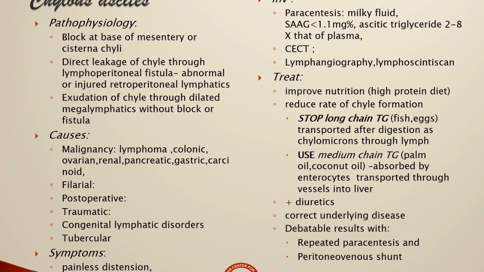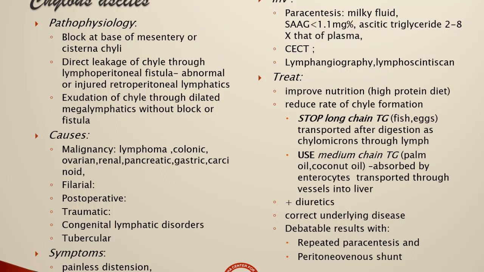Basically meaning use more of palm oil, coconut oil, which are basically absorbed by the enterocytes and transported through the vessels into the liver, as opposed to a long chain triglyceride, like for example fish and eggs, which are transported to the cisterna chyli by chylomicrons to the lymph. And here the lymphatic system is involved inside the abdominal cavity. So if you give more of long chain triglyceride, you get more of chyle. So shift to medium chain triglycerides.